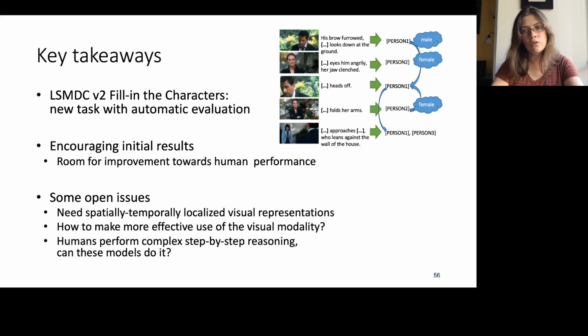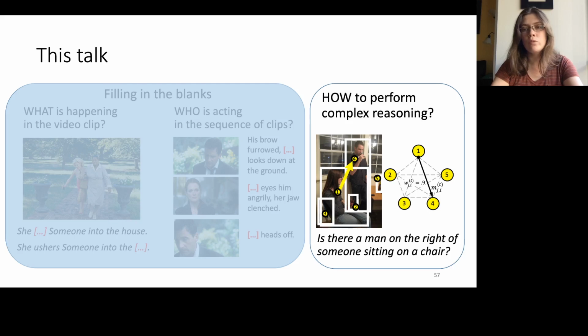So this brings me to the last part of my talk, how to perform complex reasoning. And here, this is not applied to video understanding yet, but I think this opens an interesting opportunity to look into it.